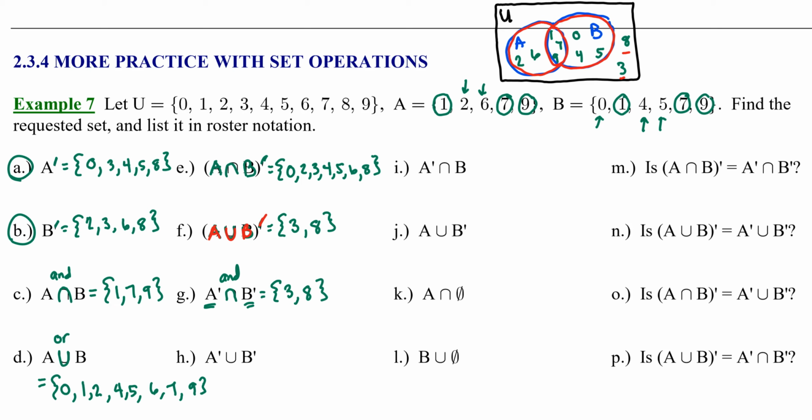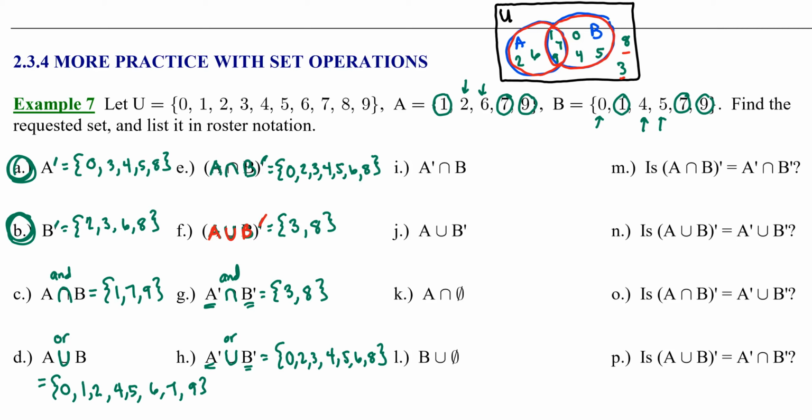Next, example H, A complement union B complement. In this case, to unite those two sets, I have to know everything in this set and everything in this set. And again, we have those listed over here. For union, remember that goes with the word or. I'm going to take everything in those two sets and make a new set, right? I'm uniting those two sets. So I have 0, 2, 3, 4, 5, 6, and 8. Unite the two sets like combining two classes.